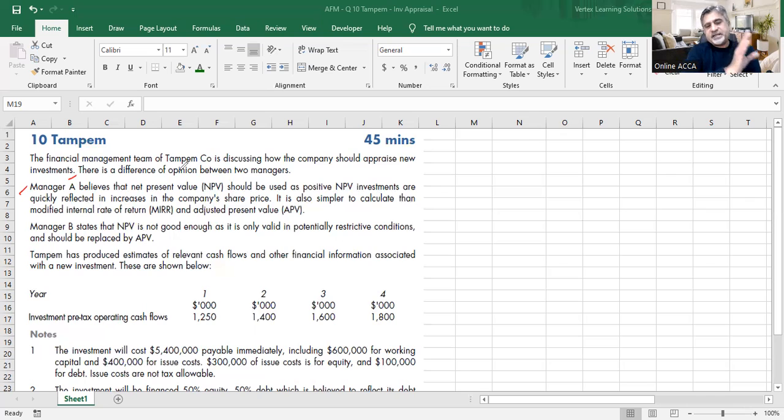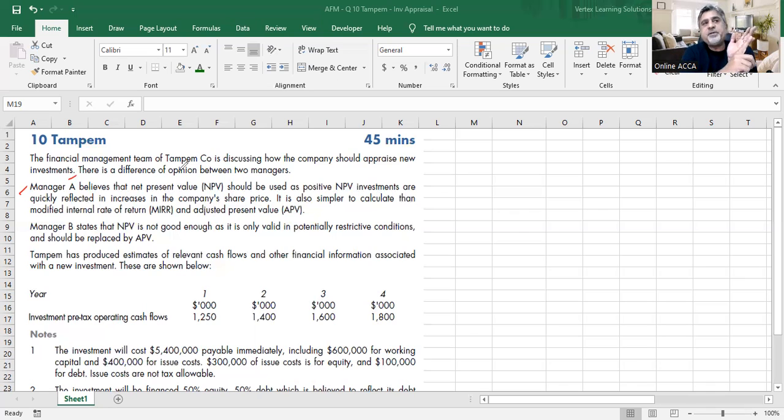So he is just telling the benefits of NPV. He is not telling the disadvantages or the drawbacks of NPV. He is only focusing on the benefits of using NPV, and these three are the benefits. Manager B, on the other hand, states that NPV is not good enough as it is only valid in potentially restrictive conditions and should be replaced by APV. Potentially restrictive conditions. Now, what are those conditions?